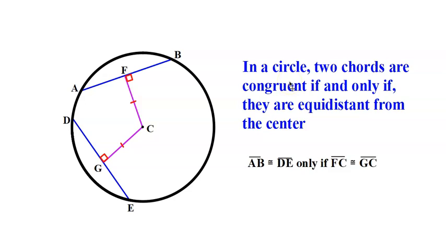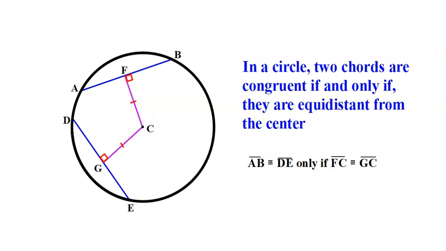Two chords are congruent if and only if they are equidistant from the center of the circle. So here, the pink segments are the same length, and notice it's perpendicular because distance is always perpendicular. So we have the same distance from the center, and so segment AB is the same as segment DE. The two chords are congruent because they are the same distance from the center of the circle.